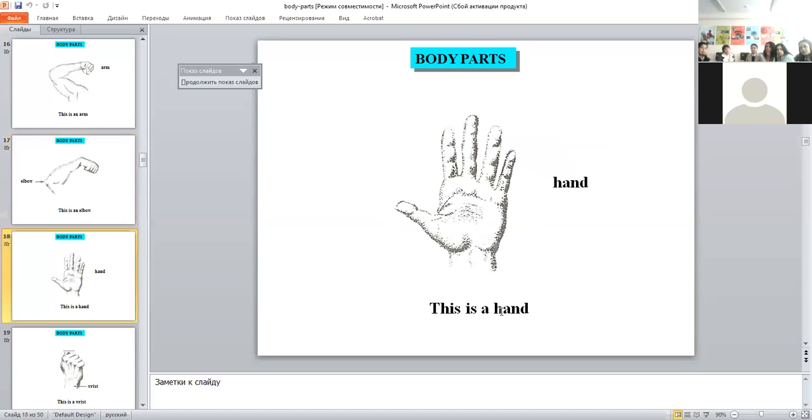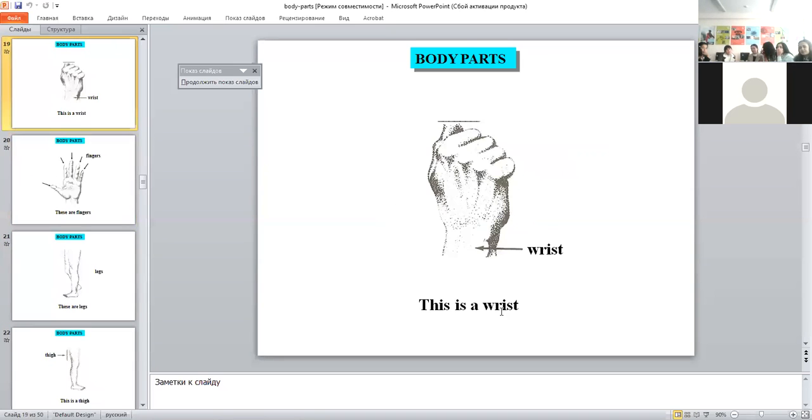The next one is this part. This part is called a hand. This is a shoulder. This is an arm. This is a hand. Okay, good. The next one is this part, called wrist. This is a wrist.